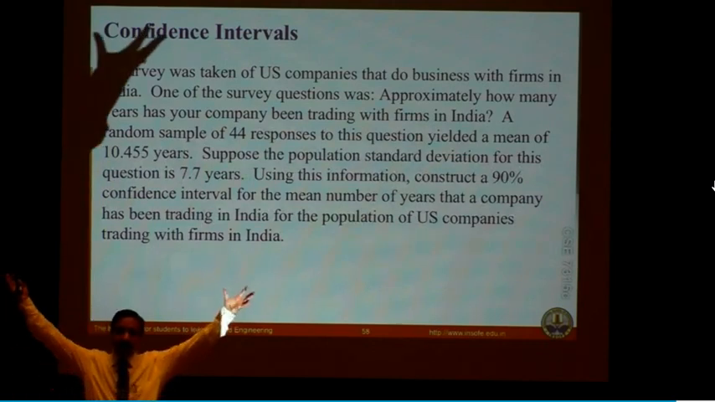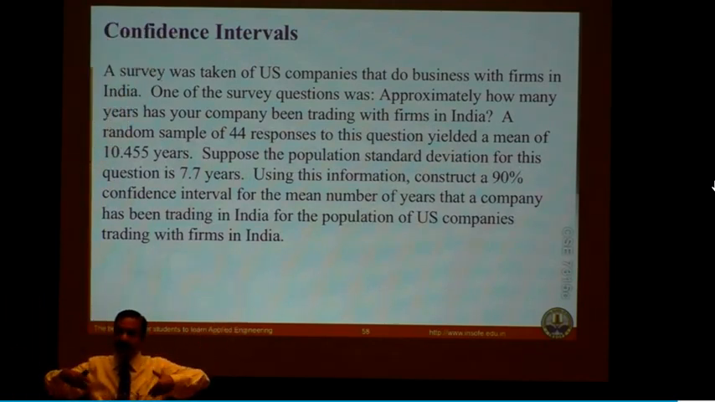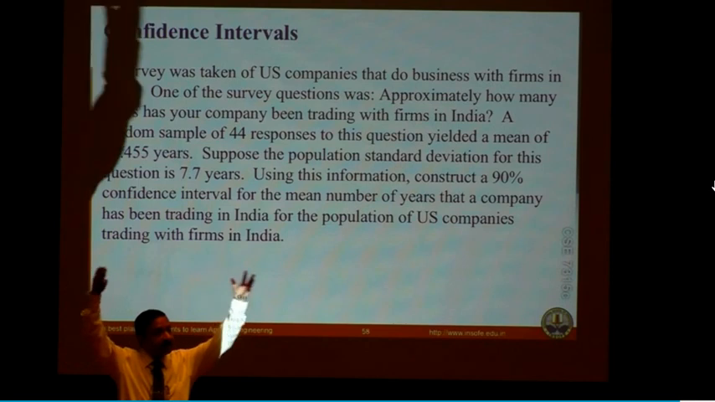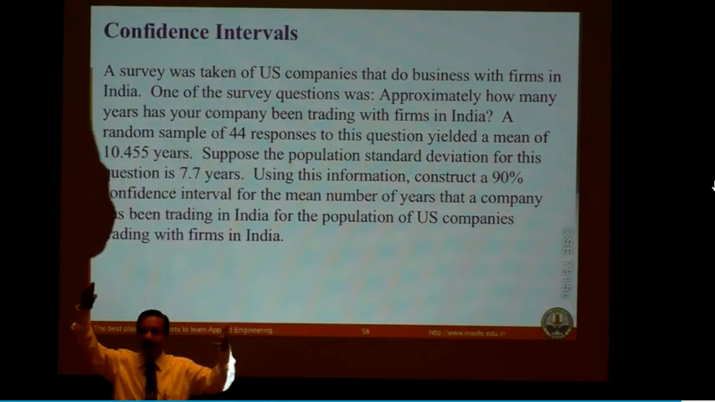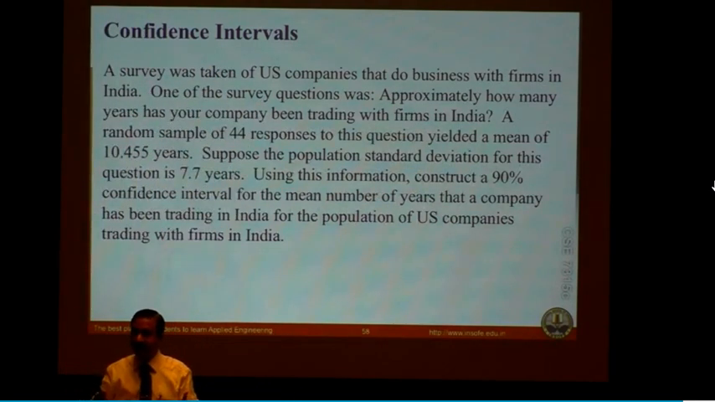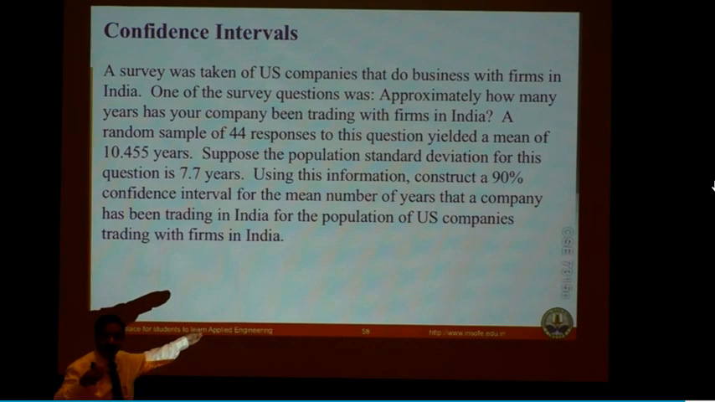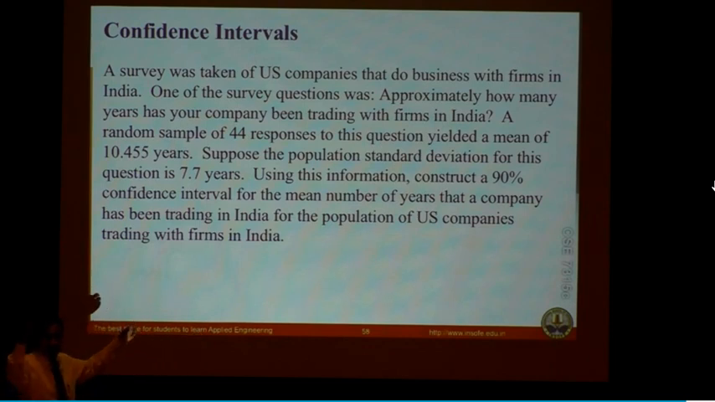Let's say 10,000 American companies have been trading with Indian companies. What is the mean number of years for those 10,000 companies? How long have they been trading with Indian companies? That I want for the population. I have a sample of 44 companies. 44 is a reasonable size. 30 is good enough for me. Okay. Tell me, how do I do it?